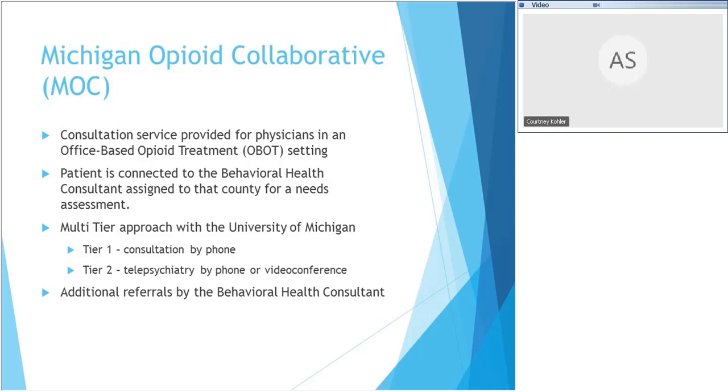Ideally, we'll be able to expand the Michigan Opioid Collaborative to the same counties that are currently serviced by the MC3 project, and that's 50 of the 83 counties in Michigan.